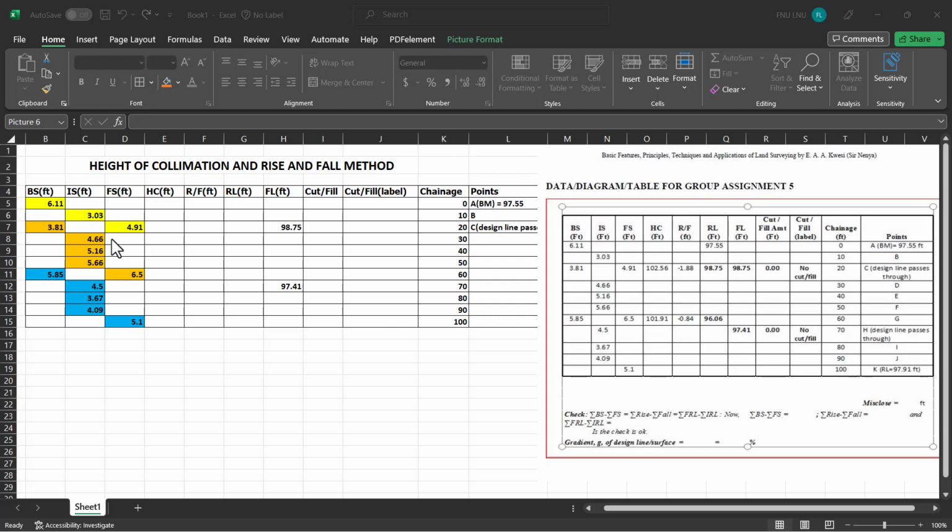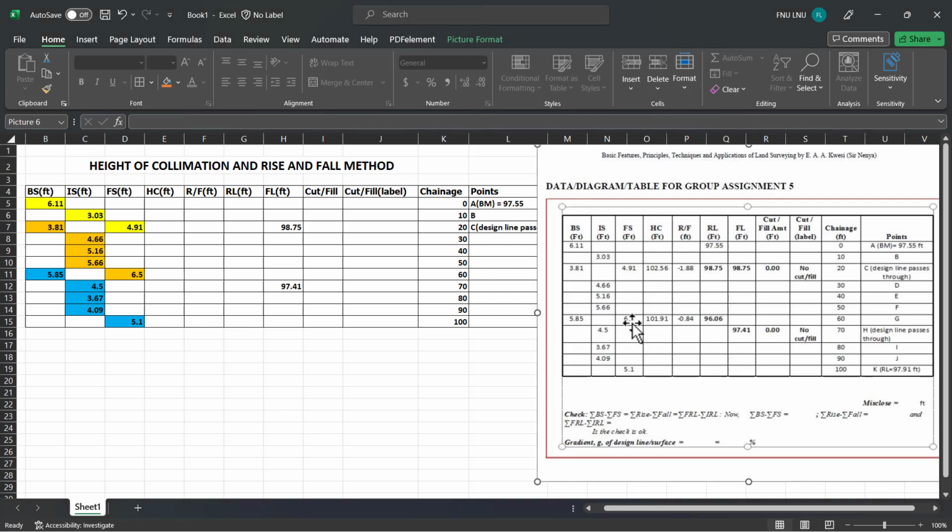Now you can see I've used colors to depict the level traverse legs. From this backsight to this foresight is the first traverse leg. From this backsight to this foresight is the second traverse, and from the blue here to the last blue here, that's the backsight to the foresight, is the third traverse. So we're going to learn how to compute all this.